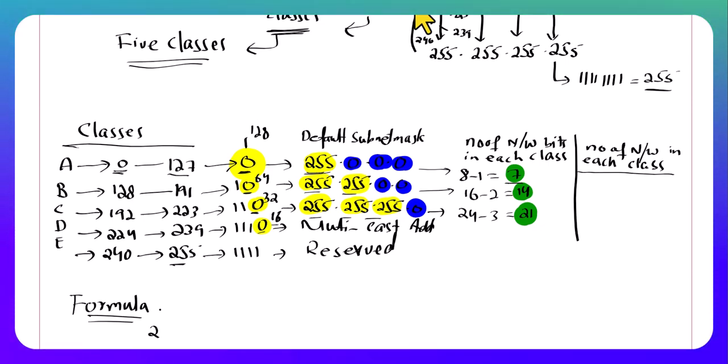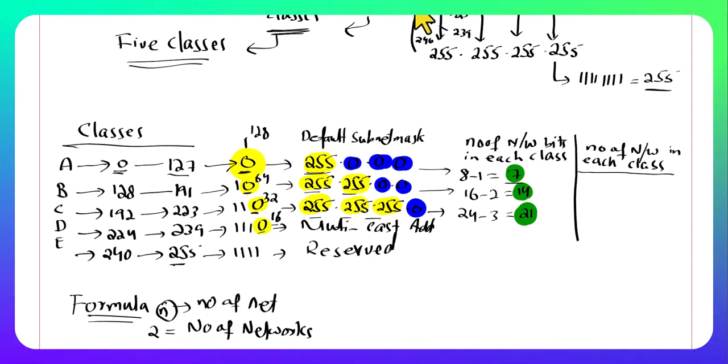2 power n is equal to the number of networks. n means the number of network bits. So for class A, the formula should be what? 2 power 7 is equal to. For class B, 2 power 14 is equal to. And for class C, 2 power 21 is equal to.